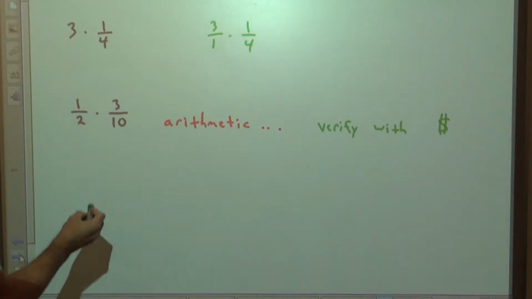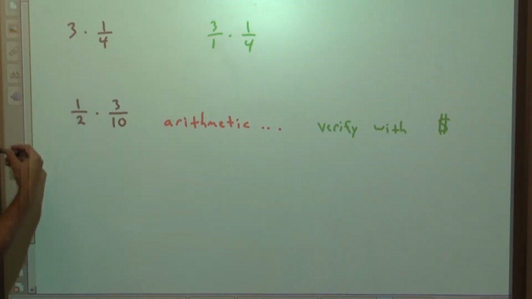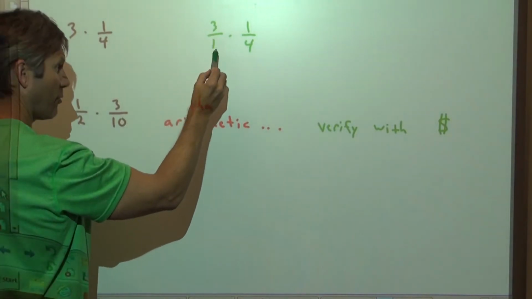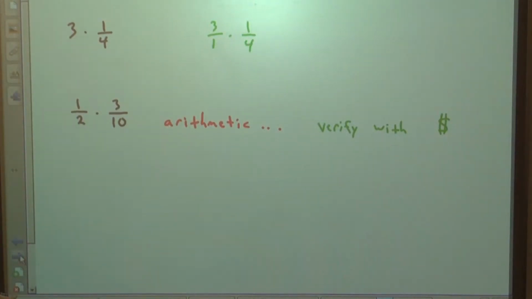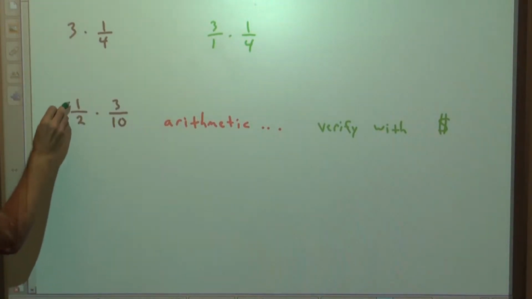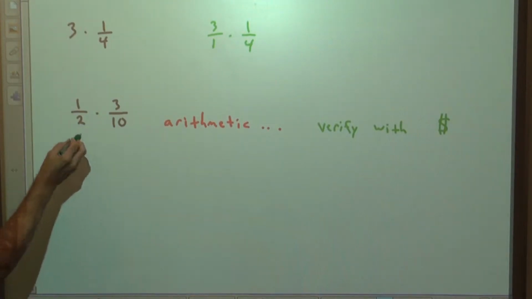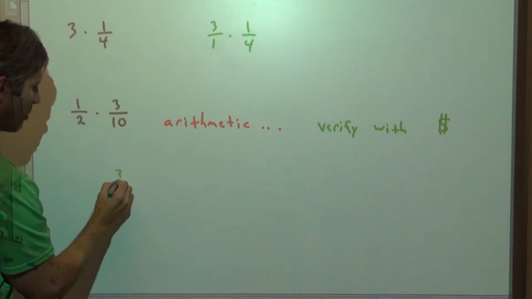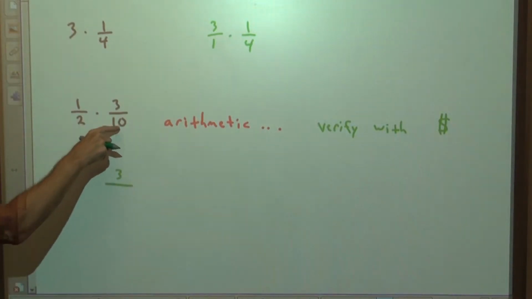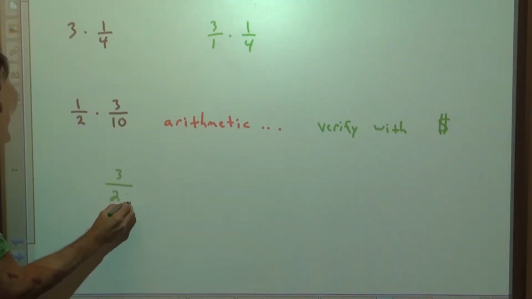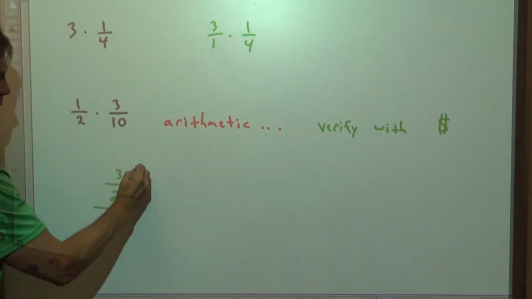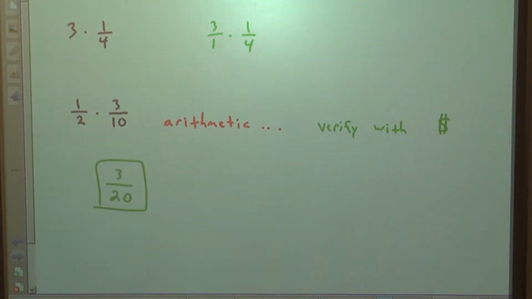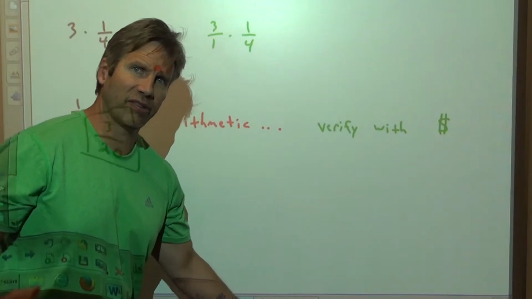So we can practice. If we realize that 3 times 1/4 is equivalent to 3/1 times 1/4, then we get the idea that all we have to do is multiply straight across. So if we take 1/2 of 3/10, we can just multiply 1 times 3 and get 3, and multiply the 2 times the 10 and get 20. So our final answer must be 3/20. But here, let's make even more sense out of this. Let's think about money.